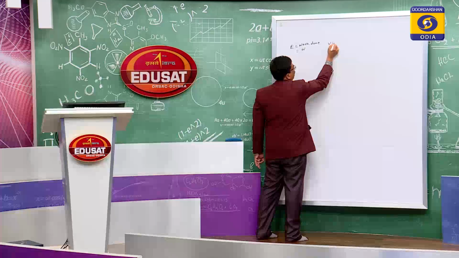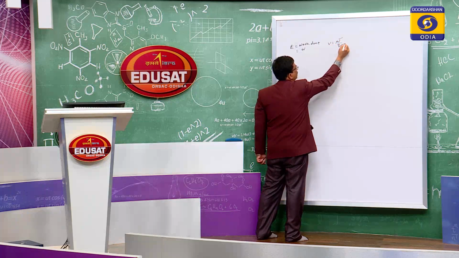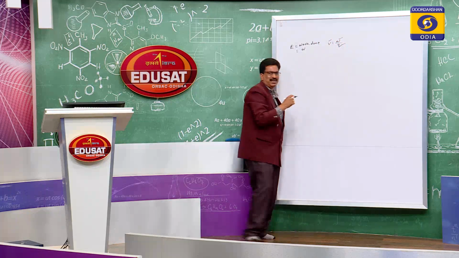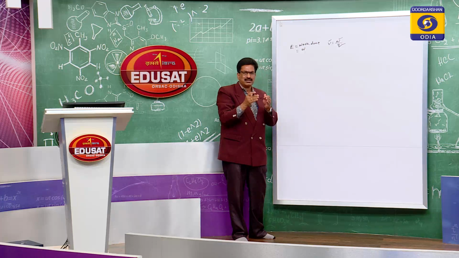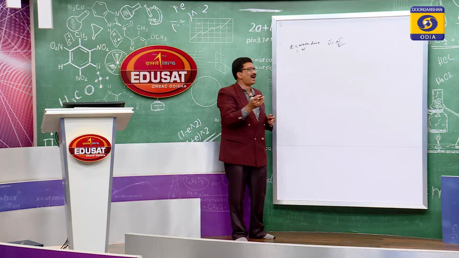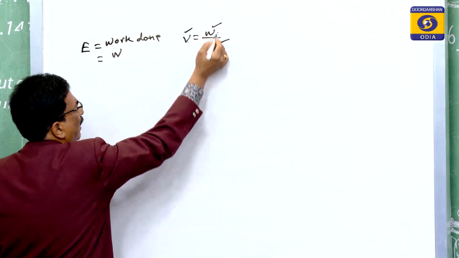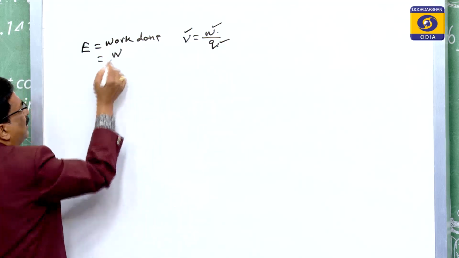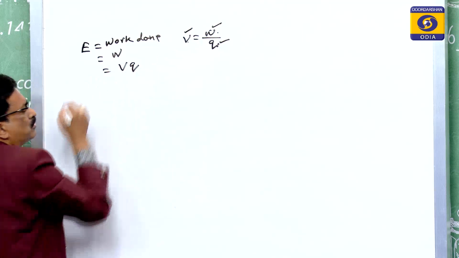We know that V is equal to W by Q. W means the work, Q means the charge, V means the potential. When we say electrical system, it means some potential difference we are applying. So if the potential difference is V, W is the amount of work done, Q is the charge, therefore W is equal to VQ.